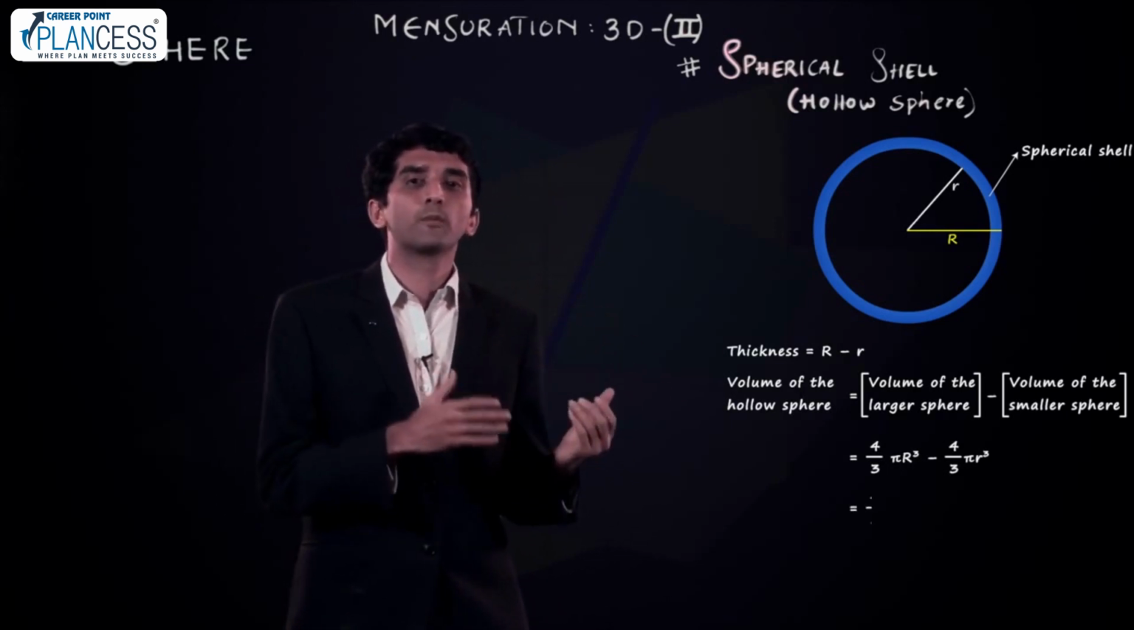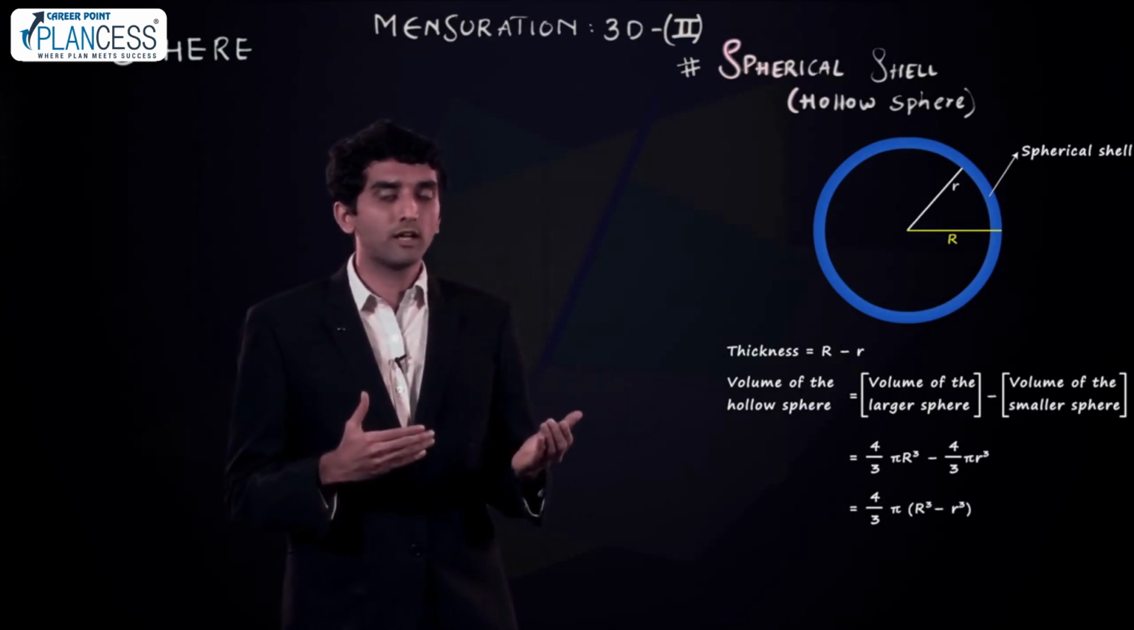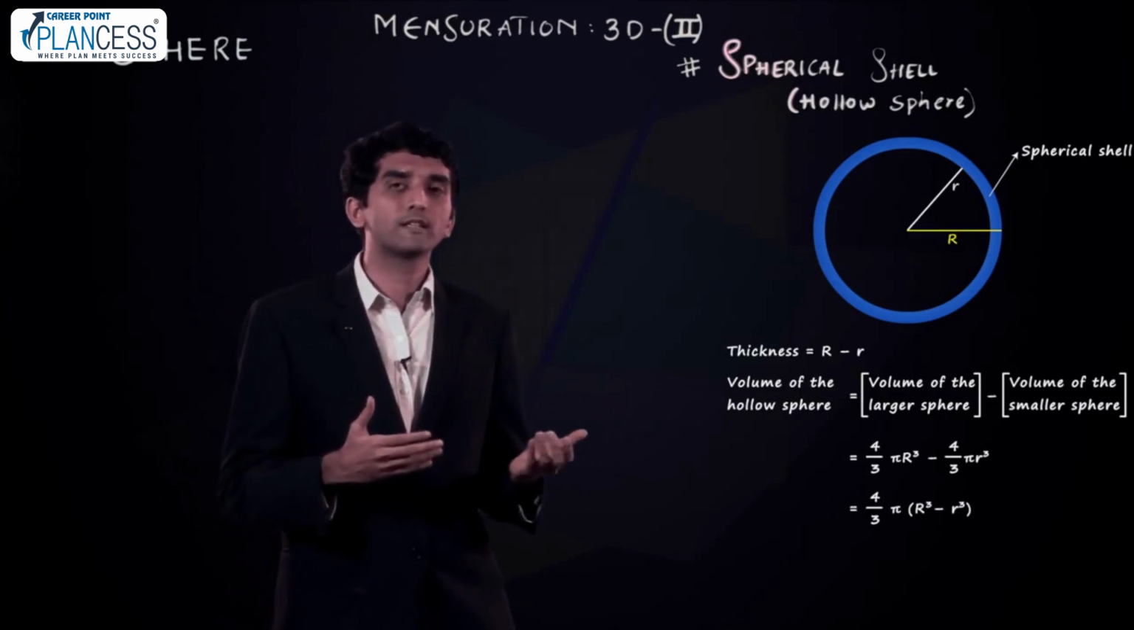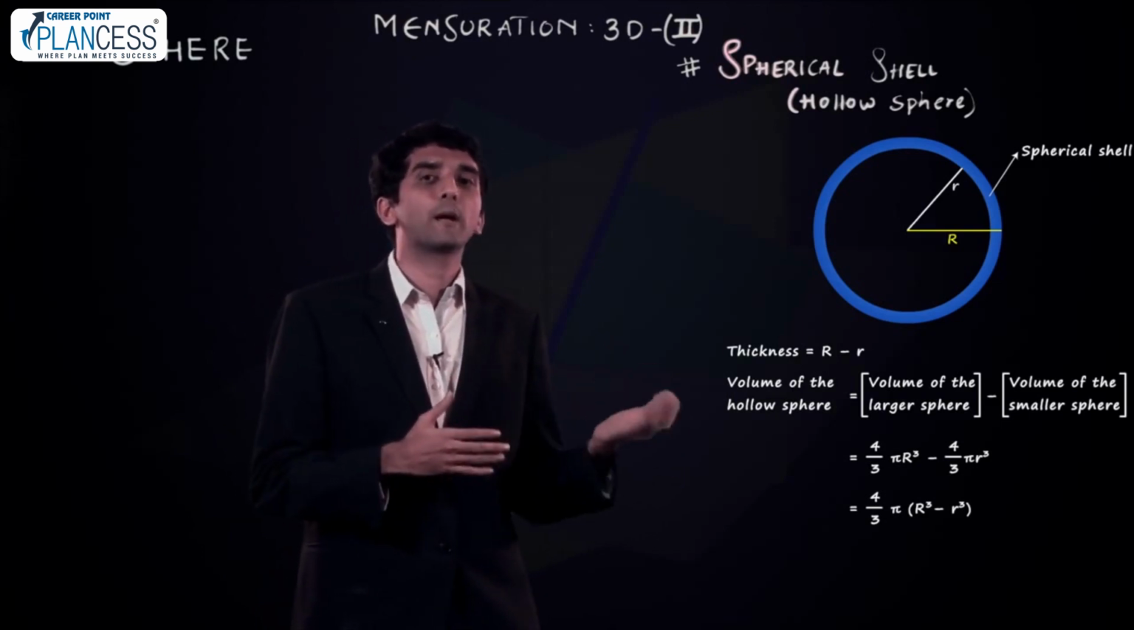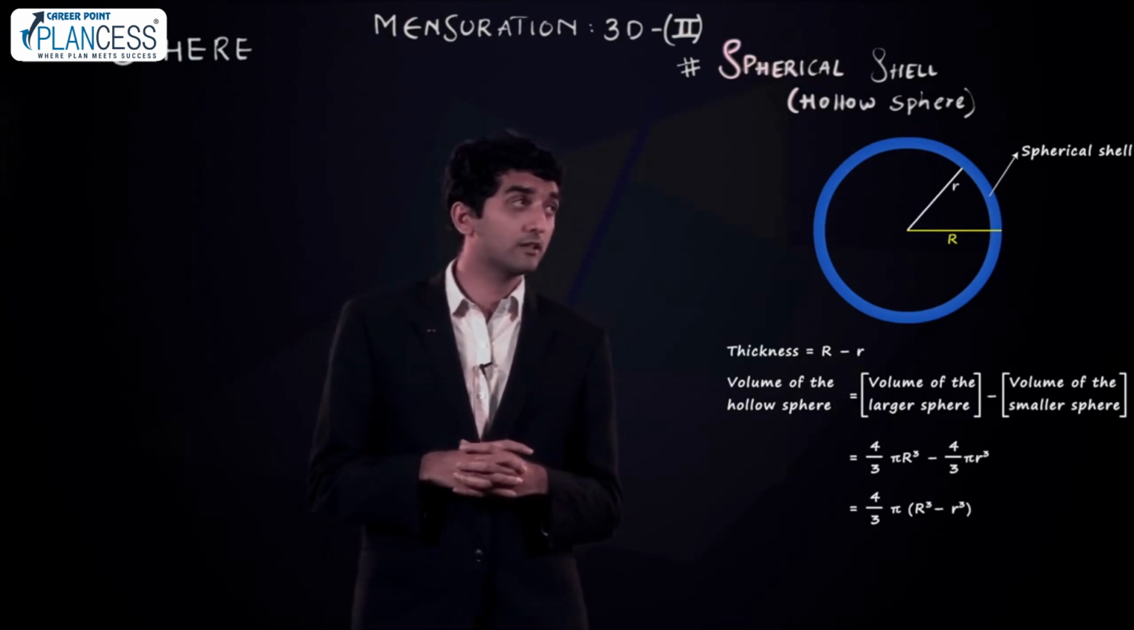So we got 4/3 pi (R cube minus r cube). All we did was take 4/3 pi common, and then we had R cube minus r cube in the bracket. So this is the volume of the spherical shell.